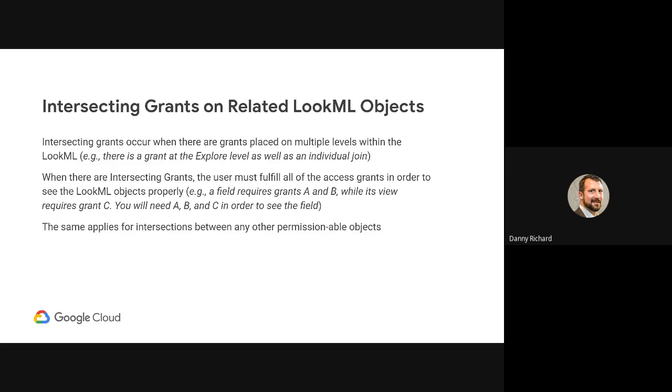Intersecting grants occur when there are grants placed on multiple levels within the LookML, i.e., there is a grant at the explore level as well as an individual join. When there are intersecting grants, the user must fulfill all the access grants in order to see the LookML objects properly. E.g., a field requires grants A and B, while its view requires grant C. You will need A, B, and C in order to see the field. The same applies for intersections between any other permission-able objects.